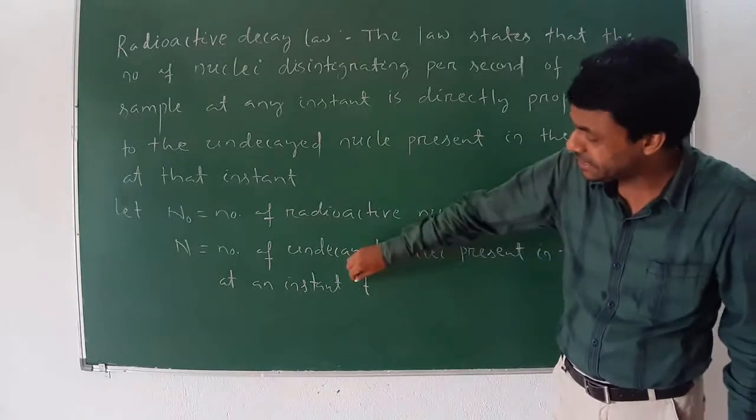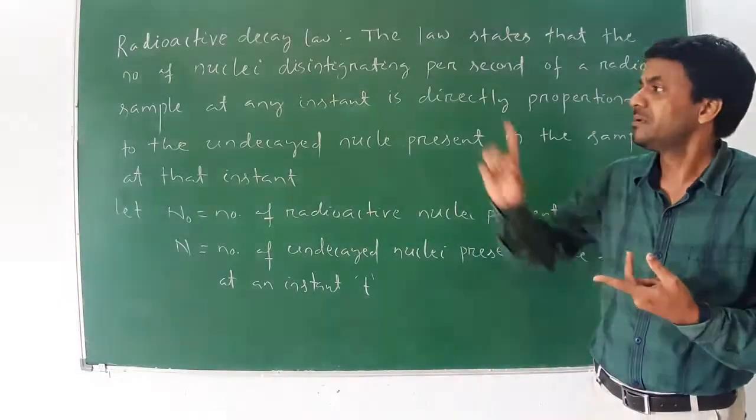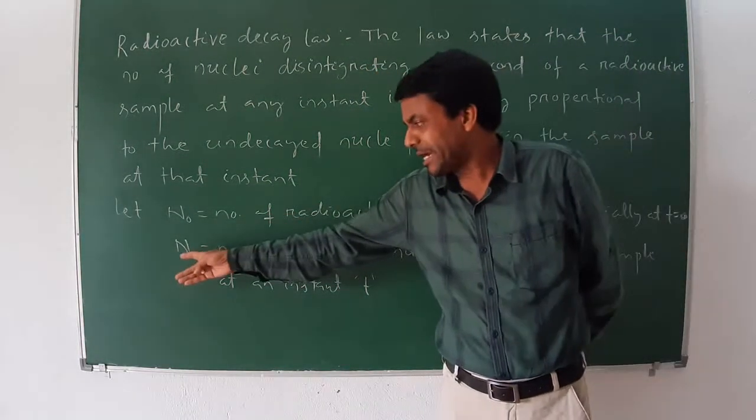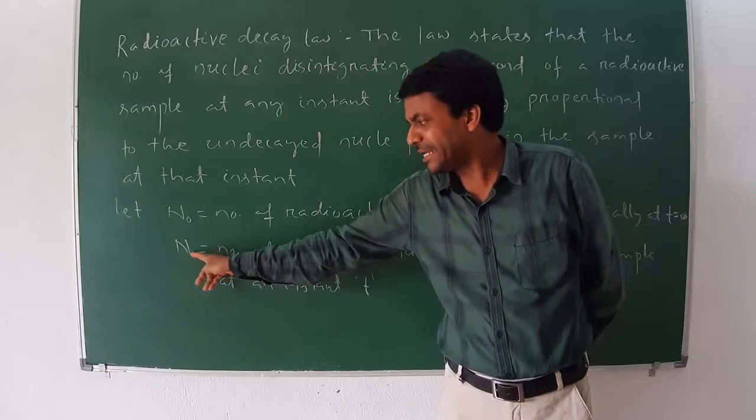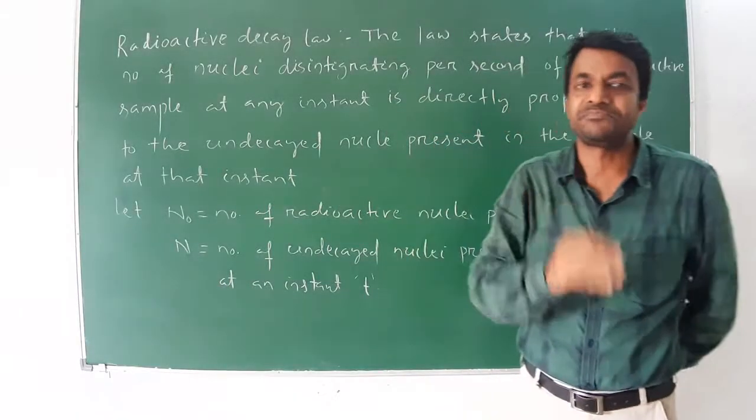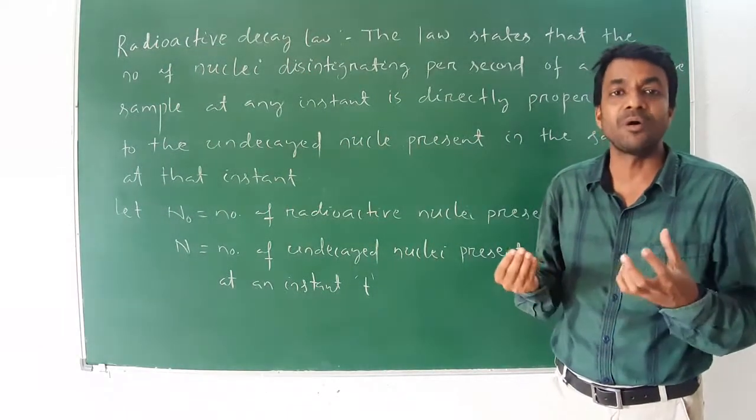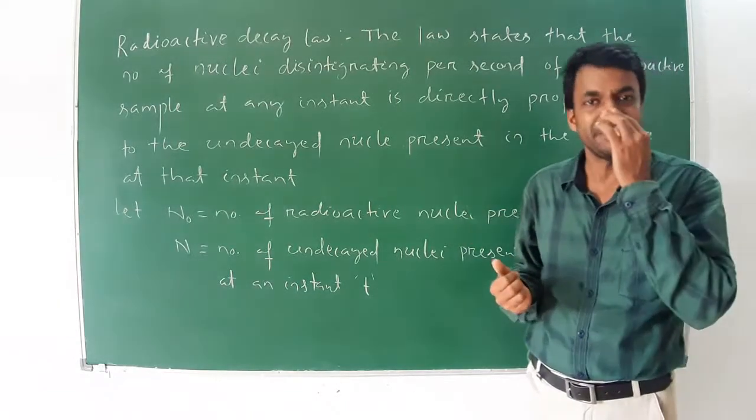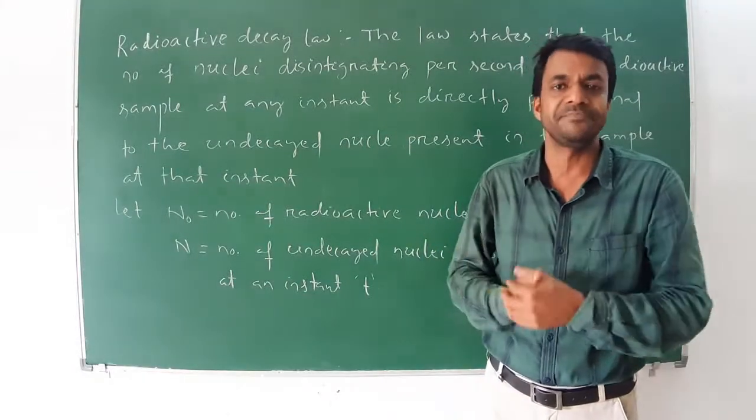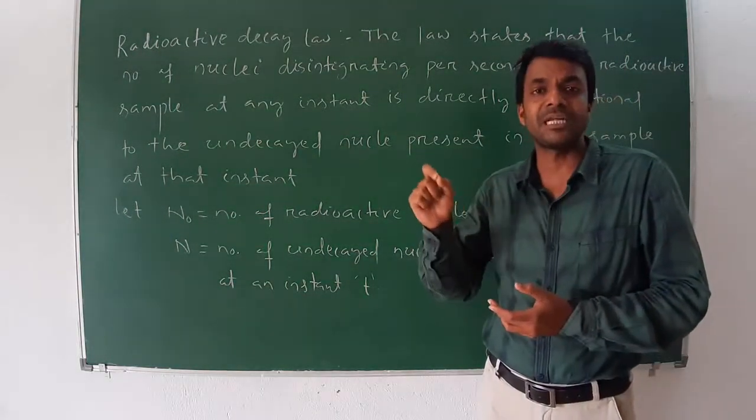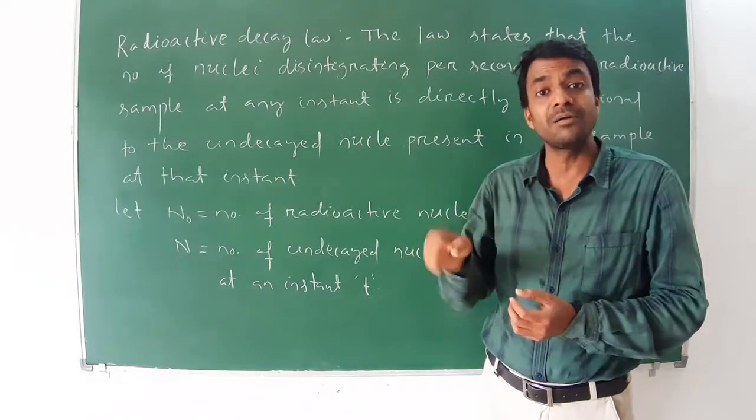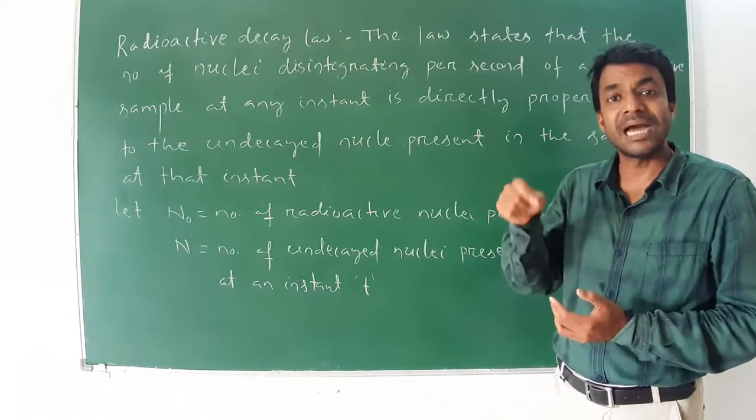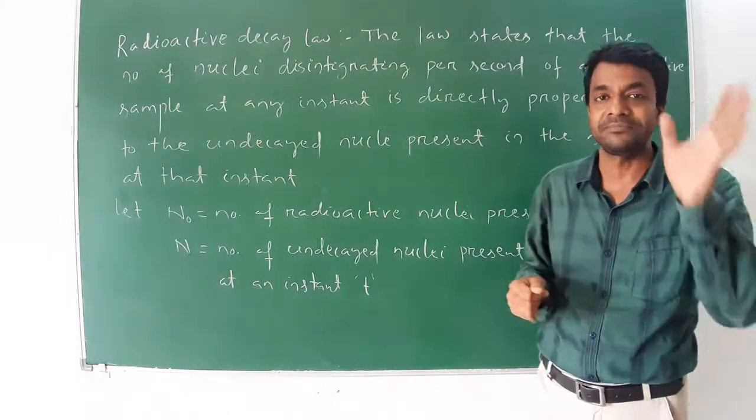Let the instant be t. Then according to the radioactive decay law, the rate of decay at any instant, means dN by dt. What is dN? dN is the very small change in radioactive nuclei in dt, a very small time at any instant t, and it is directly proportional to the number of radioactive nuclei undecayed at that instant, means at that time t, that is also N.